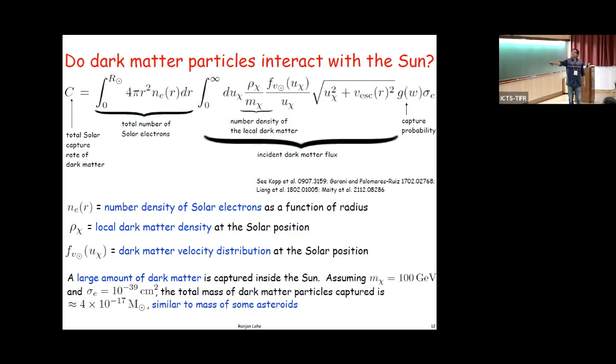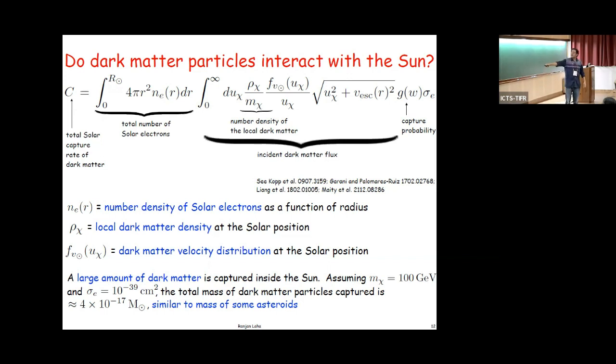Okay, so what is the capture rate? This is a long formula. You don't have to worry about it. Obviously, it depends on the total number of electrons inside the Sun. It depends on the incident dark matter flux. It depends on the dark matter-electron scattering cross section. And it depends on the capture probability. Basically, what is the probability that after scattering it will have a velocity less than the escape velocity?